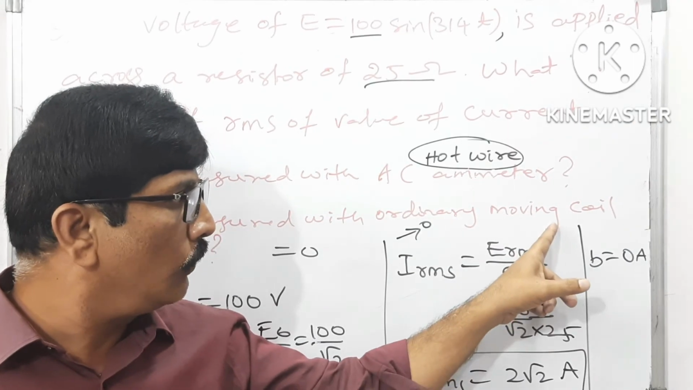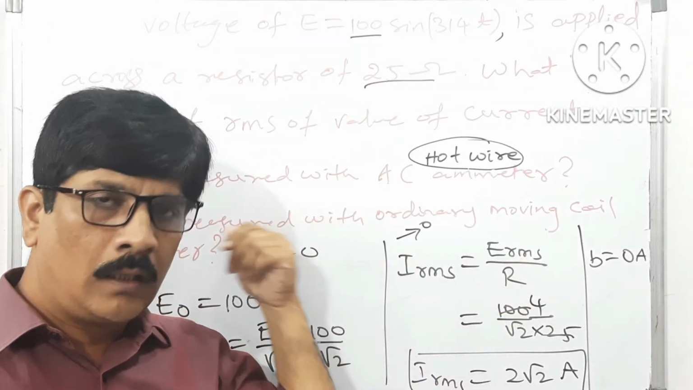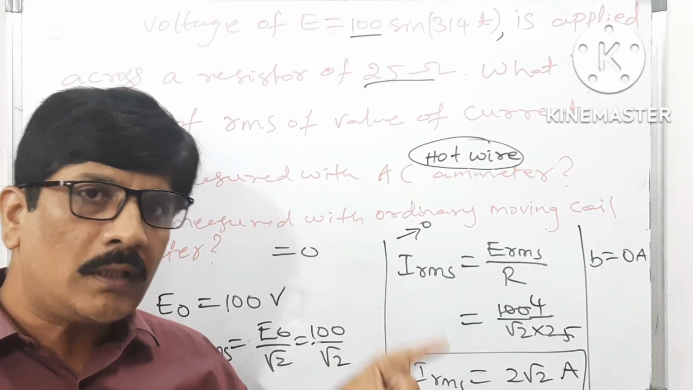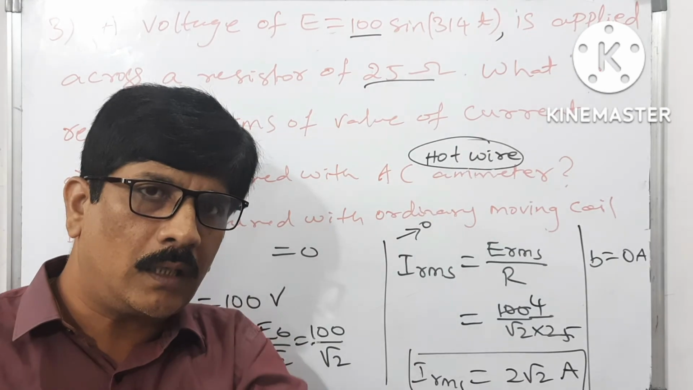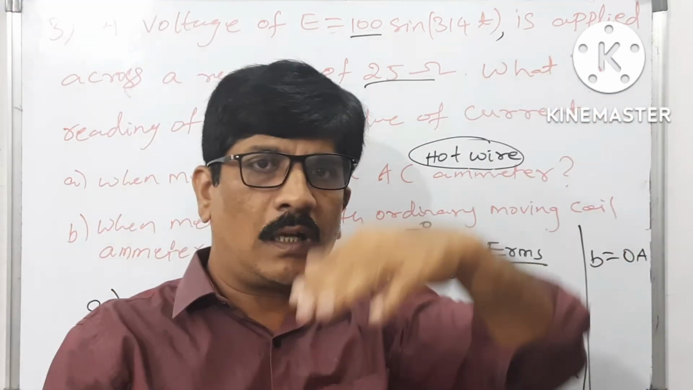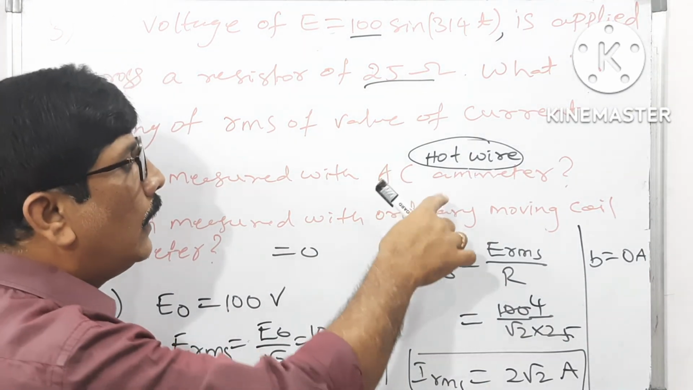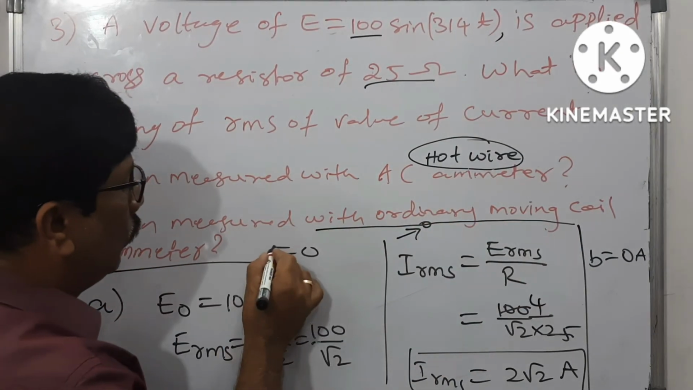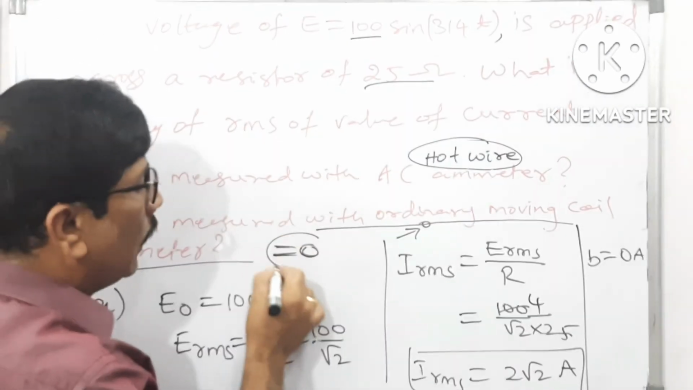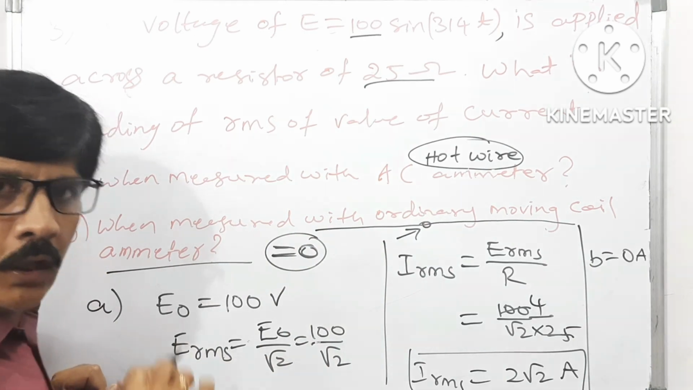But the normal moving coil ammeter uses the amount of charge flowing in one direction and the amount of charge flowing in the other direction, for the first half cycle and the second half cycle, and the average becomes 0. That's why, even though current is there in the circuit, this ordinary moving coil ammeter will show you 0 reading. That means it cannot be used to measure AC current. I hope you understood.